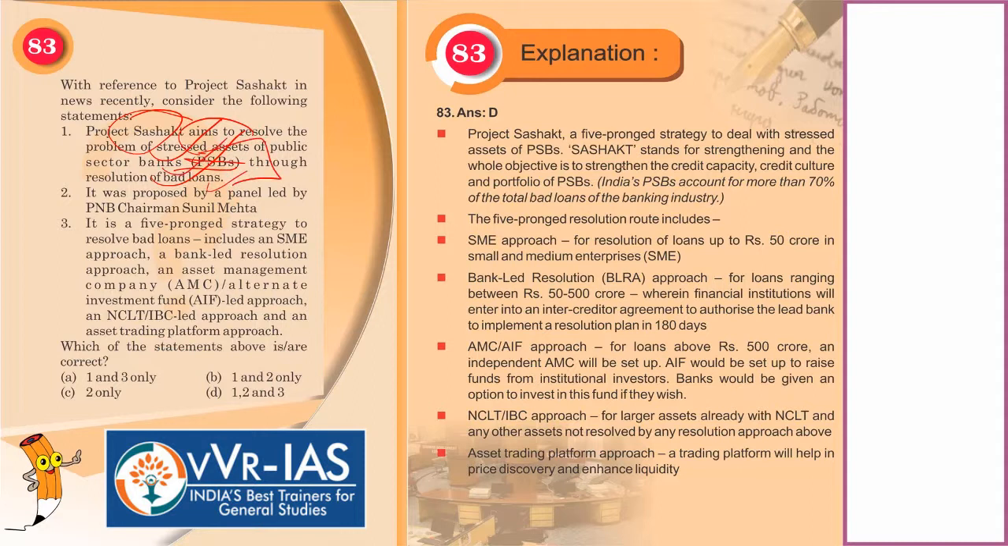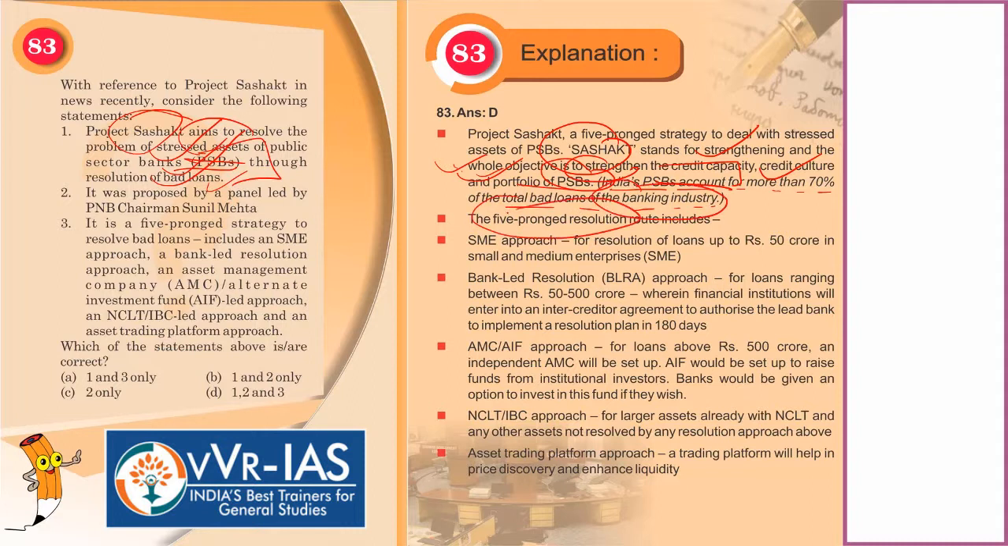The first statement is correct. Sashakt stands for strengthening, and the whole objective is to strengthen the credit capacity, credit culture and portfolio of public sector banks. India's public sector banks account for more than 70% of the total bad loans of the banking industry.